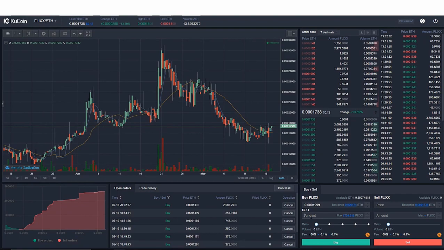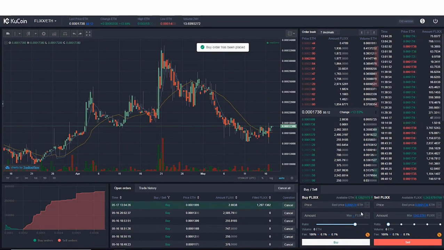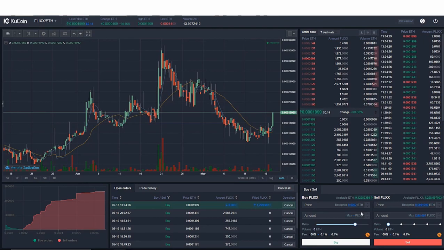If I buy 1300, what's going to happen is it's going to remove these orders off of the book. It's going to put the total amount that I bought into the available Flixo that I have. It's going to cause this candlestick to go up. So watch what happens when I click buy. We just made that candlestick.